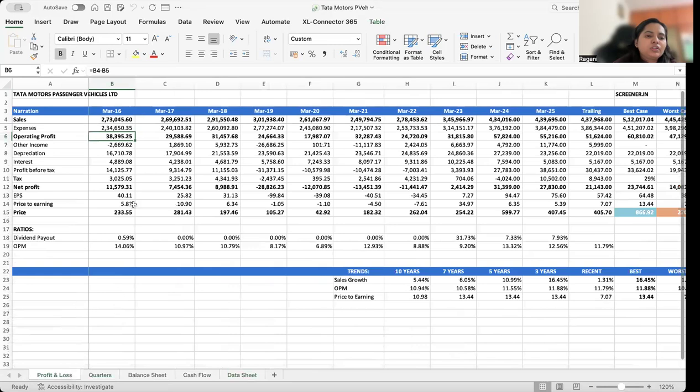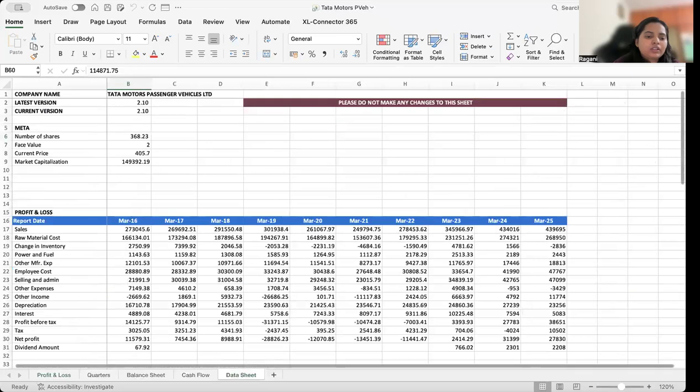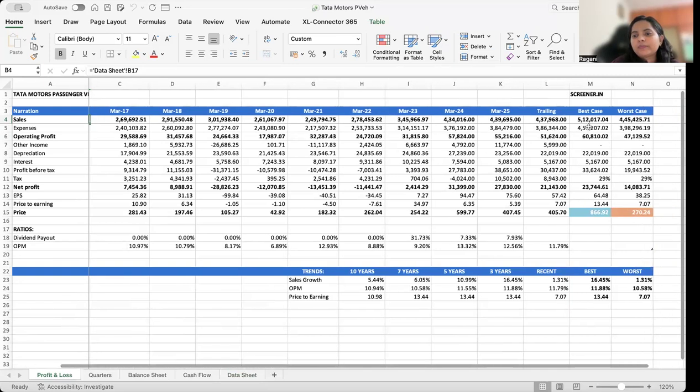First, I am talking about the profit and loss accounts. Here is the first data. I take the data from the data sheet. Data is for the years 16, 17, 19, 20, 21, 22, 23, 24, and 25.